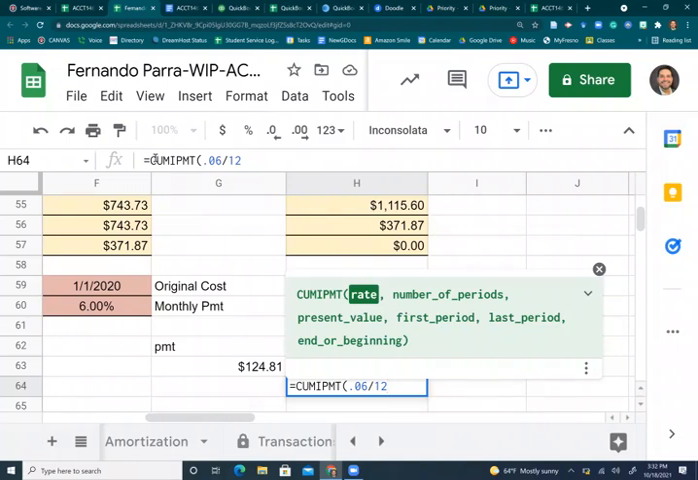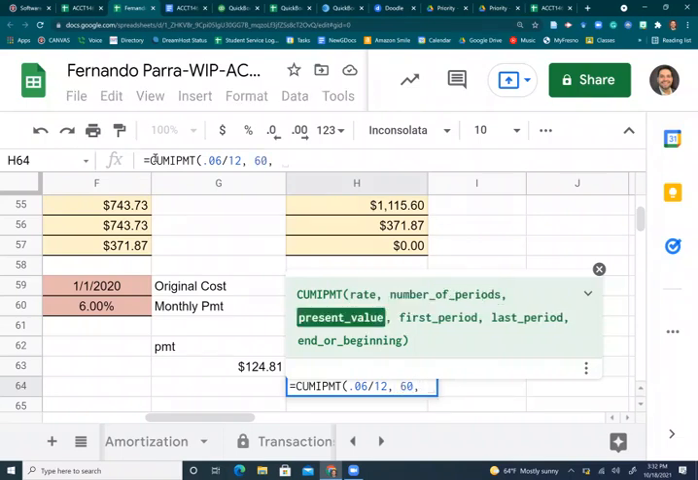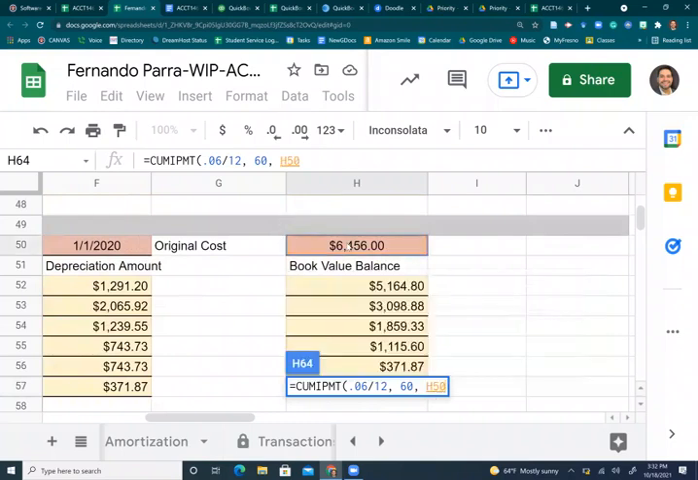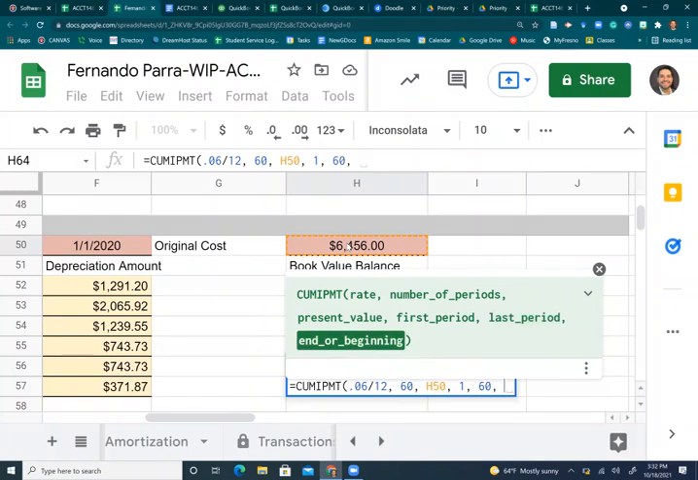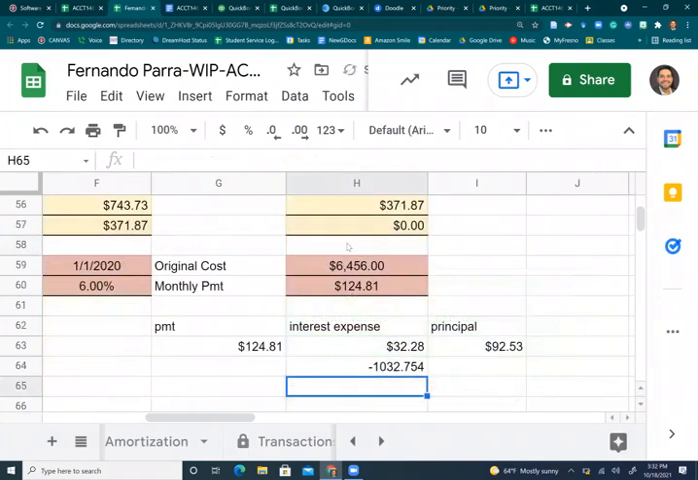Okay, next. Number of periods. Keep going now. 60. Next, present value. So 64.56, the original amount. What's the first period that we want to calculate? So this is where we start saying, how many periods do you want to add up? From period number 1 to period number 60, because I want all the periods. And then one last thing is to use the end or the beginning to calculate. So now it gave me 1,032.74.